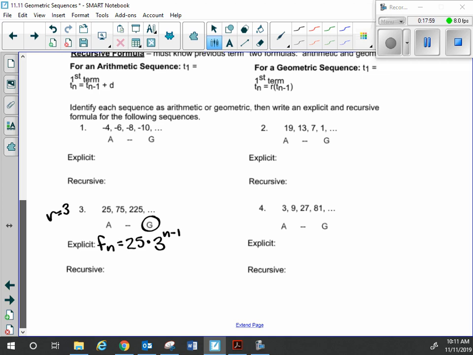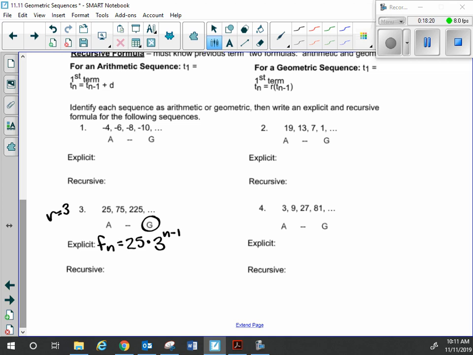And please, please, please, you cannot do 25 times 3 to the power of n minus 1. You can't make that 75 to the power of n minus 1. Because order of operations says what goes first? Exponents. So until you know what that exponent is, you cannot multiply by 25.